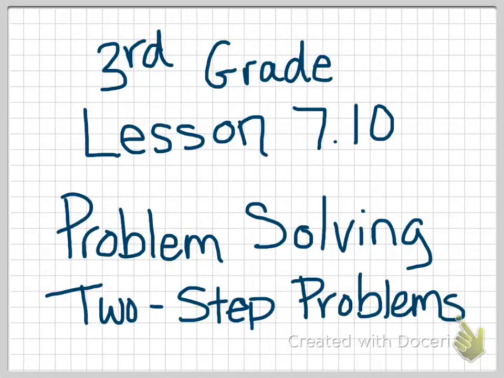Hello, third graders. Today we're going to go over lesson 7.10, problem solving two-step problems. If you take a look at the essential question, it is how can you use the strategy act it out to solve two-step problems? So we've definitely talked about solving two-step problems in class before, but we're going to use this specific strategy, act it out, to try a new way or reinforce a way we've already used possibly to continue to really dive into word problems and solve them.